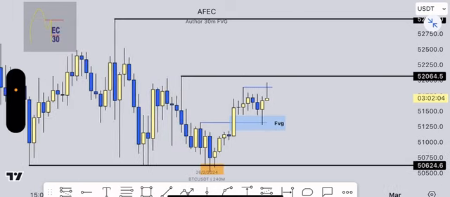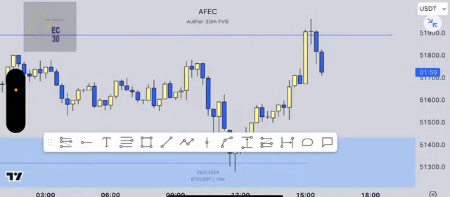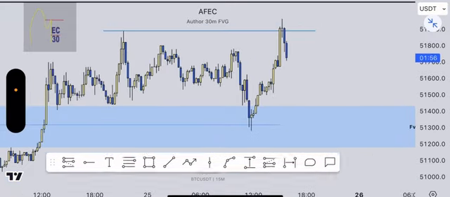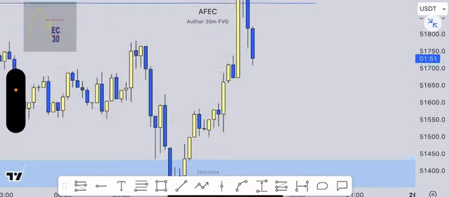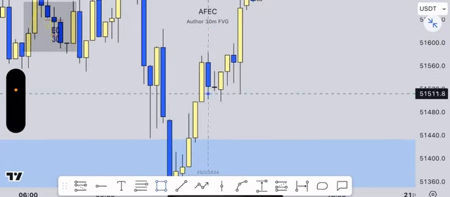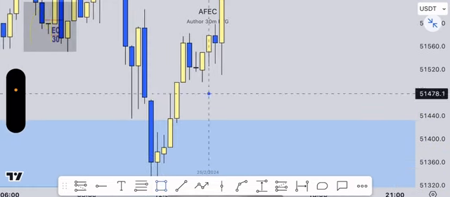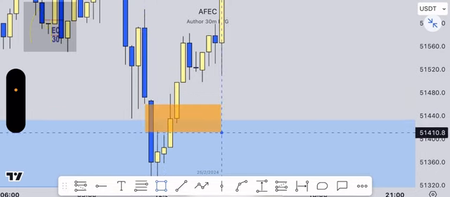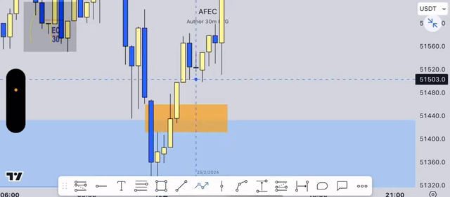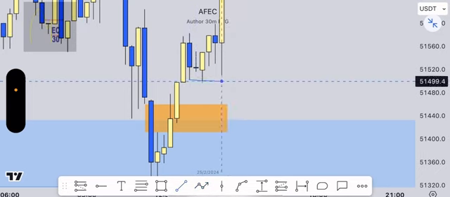And I already took my entry because I already shared this setup on Twitter. Let's check where I took the entry. Here it is. After we tapped on this all-time high, and then disrespecting this inversion fair value gap, right? So I just used this inversion fair value gap right here, and then placed my stops below it, and took my entry here below this low, right? My entry is below this low.